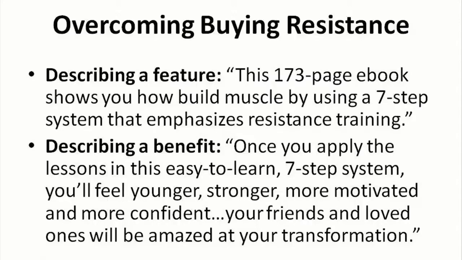You could turn that around and describe it in terms of benefits by saying something like this. Once you apply the lessons in this easy-to-learn 7-step system, you'll feel younger, stronger, more motivated, and more confident. Your friends and loved ones will be amazed at your transformation. Now, see, with that type of description, you're talking about benefits, and those are tangible results that the reader can actually visualize in their mind.